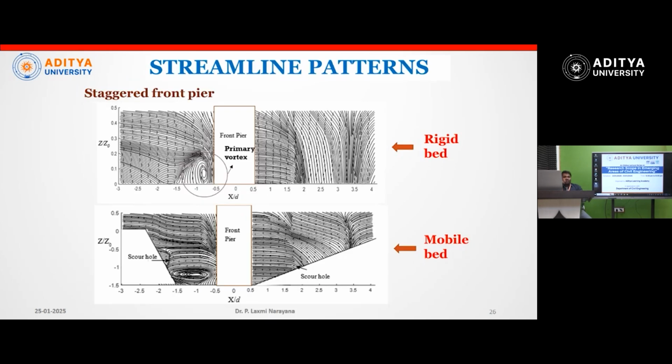And in the staggered case, we can see the same scenario as the isolated case, but the size of the vortex has been magnified. We can see in the rigid bed case, the vortex has a very big size. So it means there is a tendency to erode more of the sediment bed.